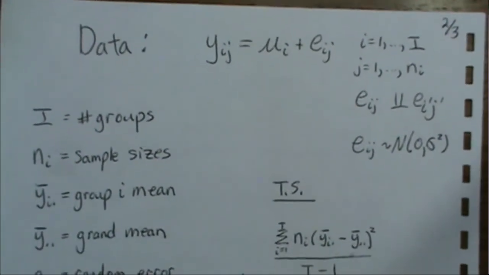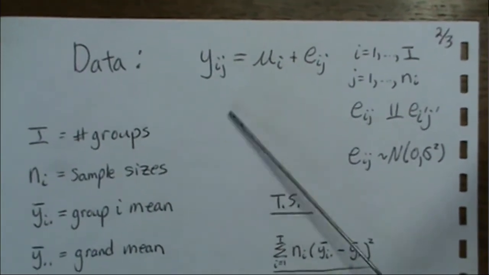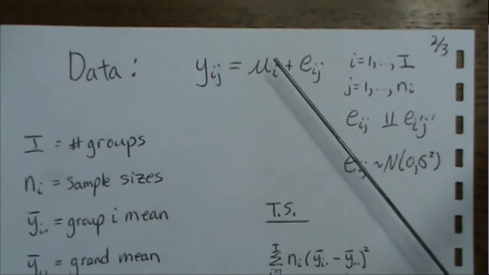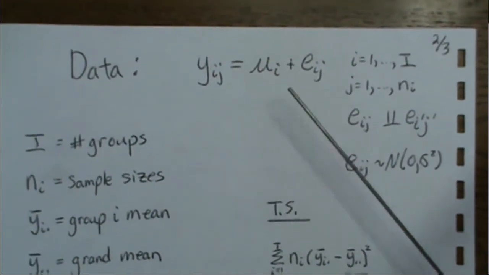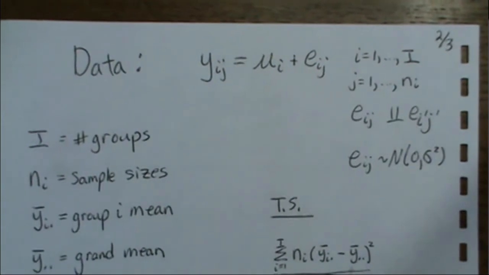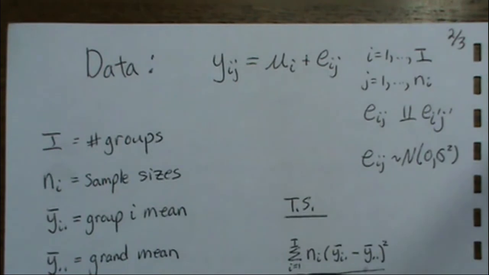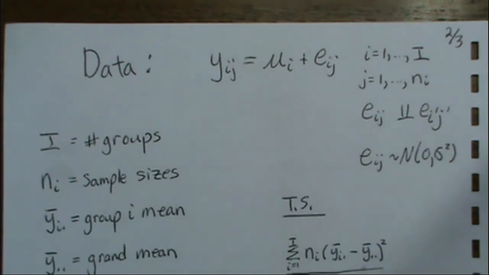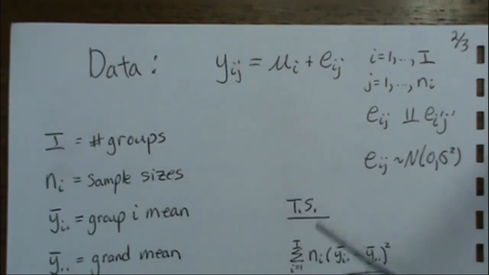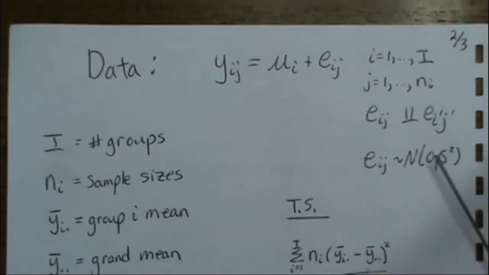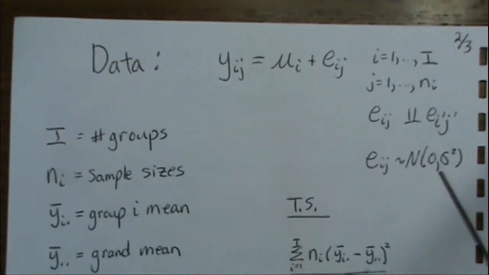So here our data is as follows, this is the means model. Our data has an overall group effect with some random error. If this is, say, I treatments, that's this setting. So if we have I different types of barley, or we have one barley with I different types of fertilizer, and we want to compare the mean yield, this would be a good setting. The error terms are independent. They're normally distributed with some common variance.